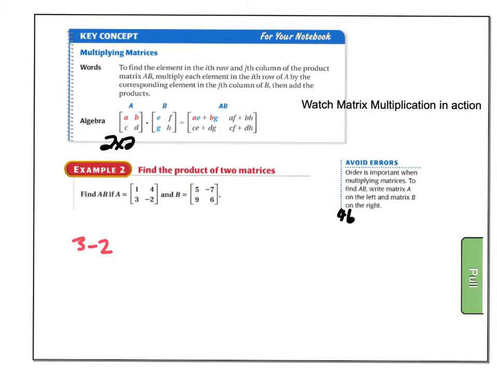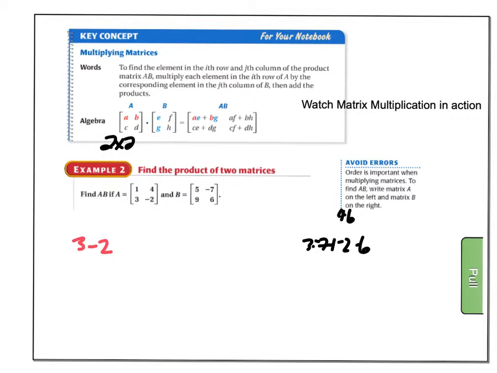And then finally, I'm trying to get my second row, second column. In order to get that element, I will take my second row times the second column, and then add those products. So you start off with 3 times the negative 7 plus negative 2 times 6. Now that is the major setup, and you're pretty much there.